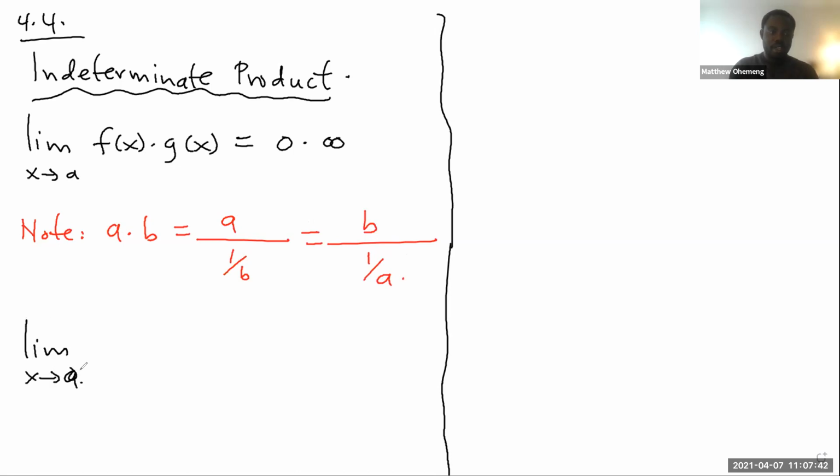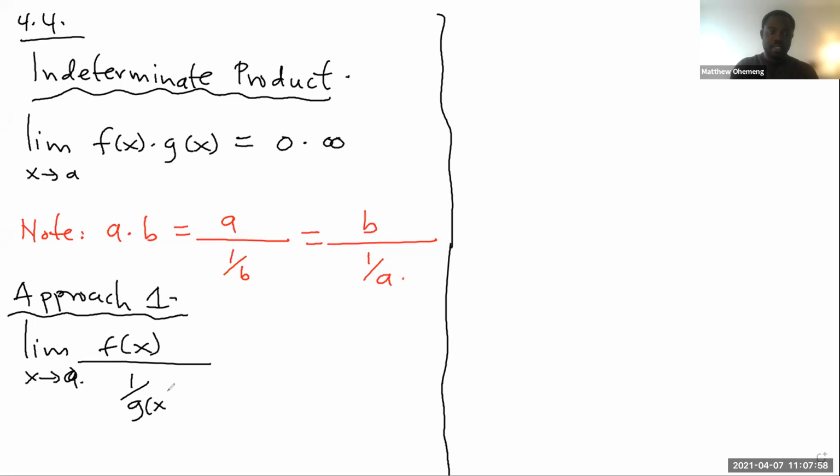So there are 2 ways. Approach 1: you can transform this product into either keeping the f of x up here, and moving the g of x down as 1 over g of x. Now, what is the motivation? Why would we want to do this? Well, when you rewrite it in this form, let's see what this limit becomes. Now, the function is like a quotient. It's no longer a product. It's f of x over 1 over g of x. So this is one function, and the 1 over g of x is another function.